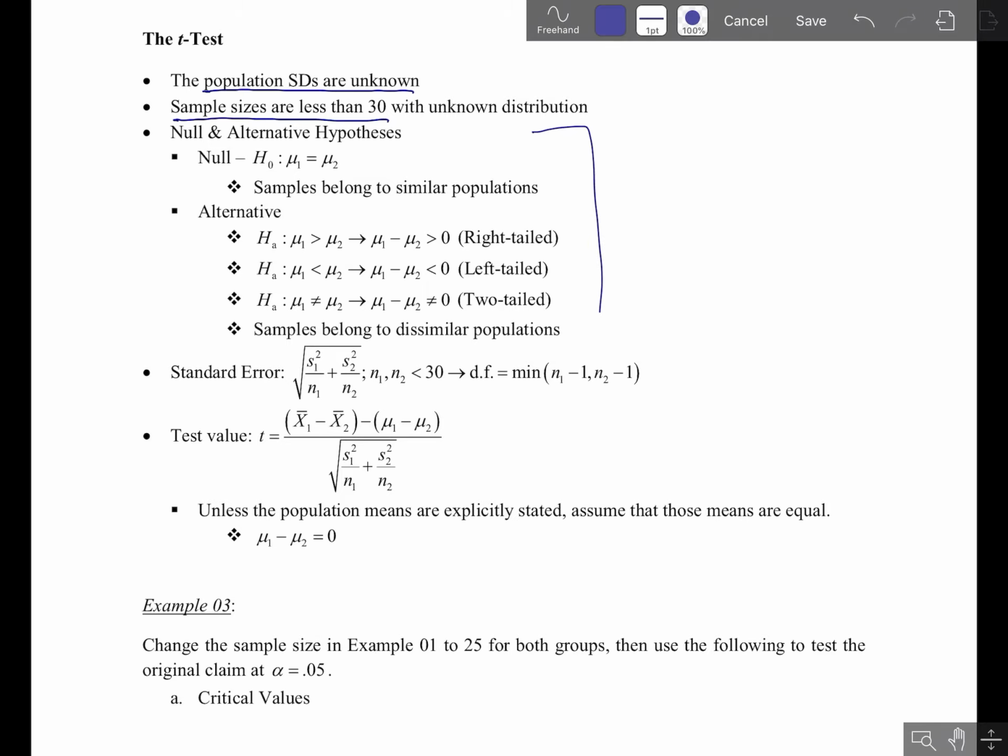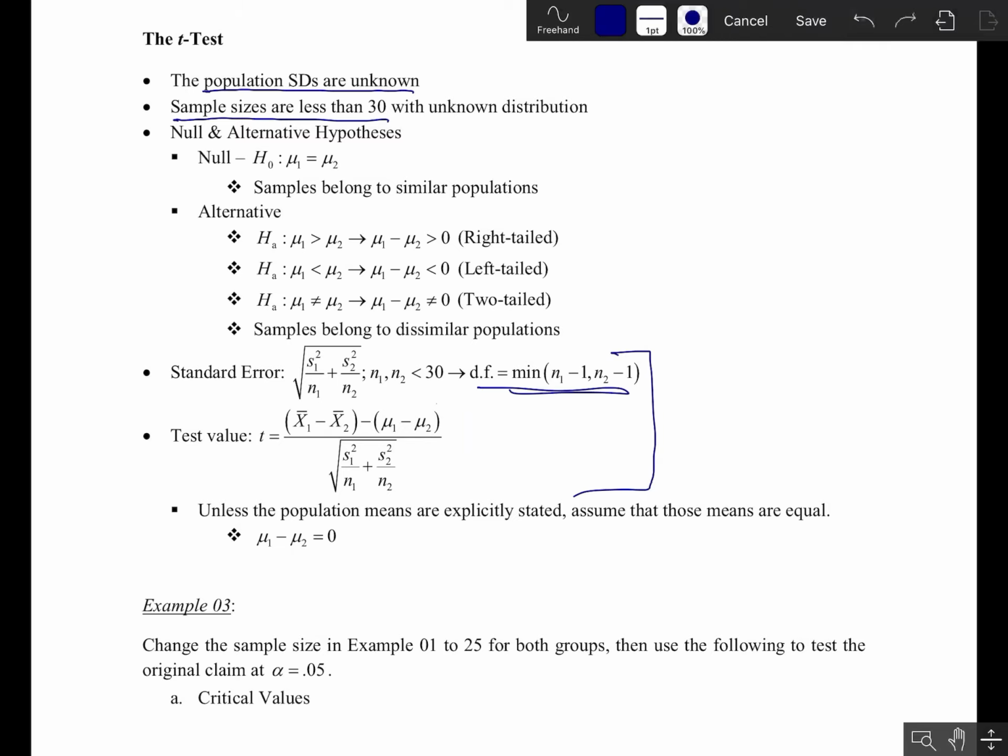This section is exactly the same, so we're still going to be using the same alternative and null hypotheses. The only thing that's different in this t section is that we need to change the distribution that we're using, obviously. So we're going to have degrees of freedom now because we're using the t distribution. And we'll also be computing the standard deviation and the test value in a slightly different way. But the formulas are basically identical.